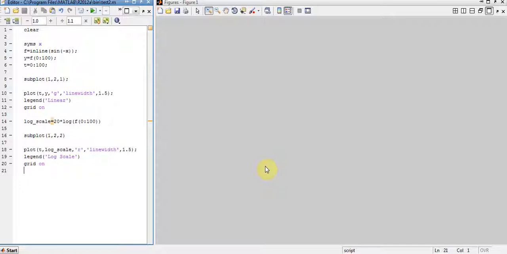For this, I've just written a small code in MATLAB to realize it. So here's my symbolic variable x. I'm gonna inline the function, and I can put any function over here. For now, I'm gonna put x to make things easier, and then I'm gonna put 100 points in it, and then my time, and then I'm gonna plot it. And here's my logarithmic scale. I'm gonna put the function which I have inlined over here, and I put 100 points in it, and I take the 20 log of it and store it in log scale. Then I'm gonna plot it and just see its behavior. So let's run the program.